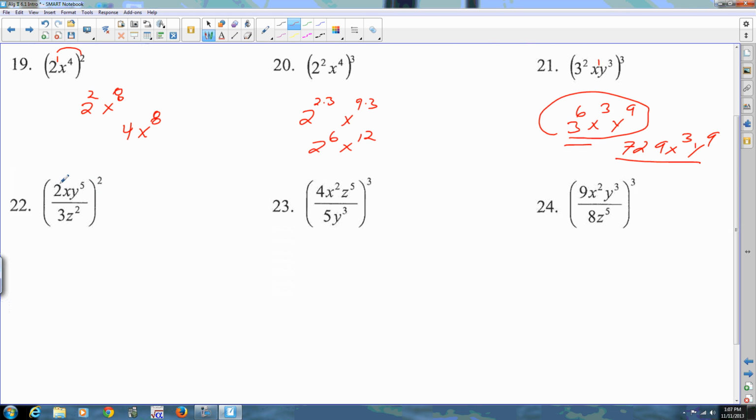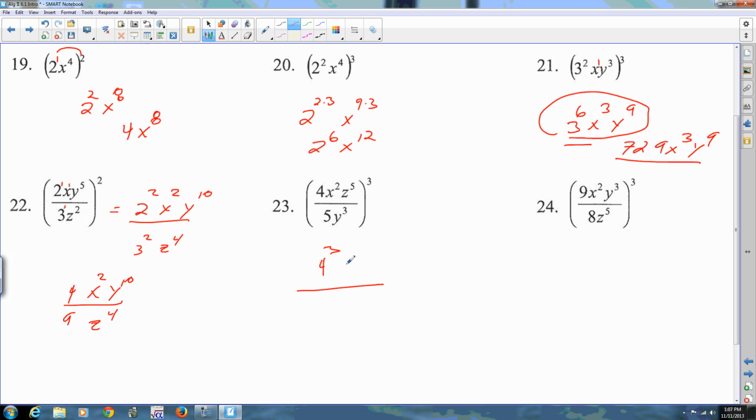When you have a fraction, it doesn't change what you do. Exponents that are missing are 1s. Multiply them, so that becomes 2 squared x squared y to the 10th over 3 squared z to the 4th. If you guys want to leave it, 2 squared and 3 squared, that's okay. If you want to rewrite it as 4 ninths x squared y to the 10th z to the 4th, I'm okay with that too. Distribute this in.